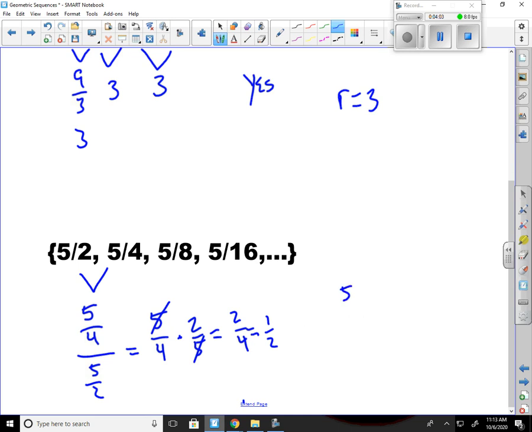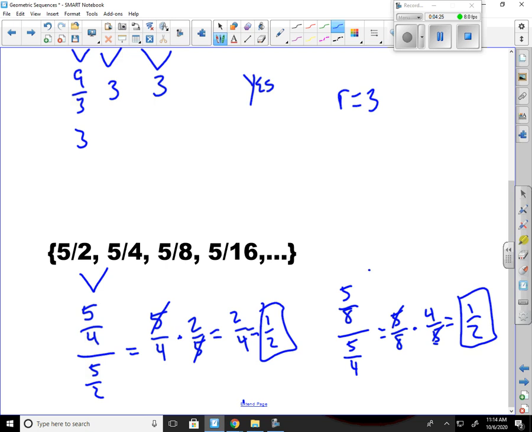Let's try the next one. 5 eighths over 5 fourths. That equals 5 eighths times 4 fifths. The 5s cancel. 4 over 8 gives me 1 half. If I did the third one, it would give me the same thing. This is geometric with a common ratio of 1 half.